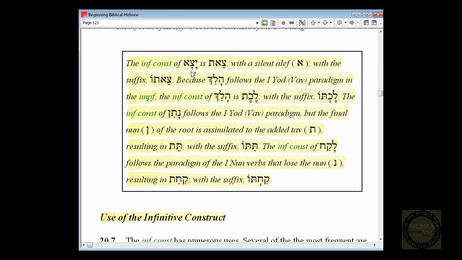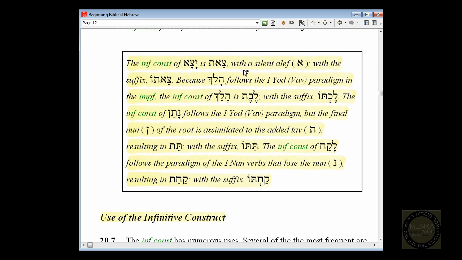Now, yatsa, we haven't had much trouble with that. That's not one that's been irregular very often, but that will be irregular with infinitive construct. The form is tsate, silent aleph, tsate with a tav at the end. And of course it'll add a suffix to that. So that one's odd. You should make a note on that, write that down somewhere, make a little list.